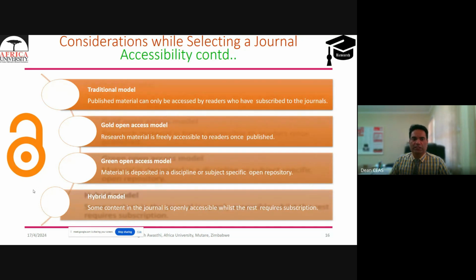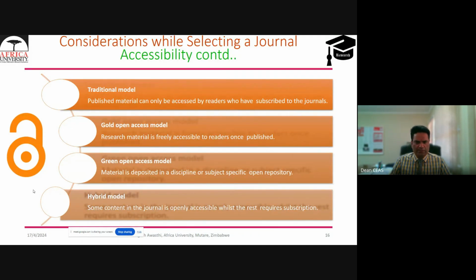So there are some journals which follow a traditional model. The published material can only be accessed by readers who have subscribed to the journal. For example, you published your work in this type of journal. So a normal user, everybody, cannot access your research work. Only those libraries or universities who have a subscription can access it. Then number 2 is the gold open access model. Research material is freely available to everyone. That is the open access journals. Then there is the green open access model, where material is deposited in a discipline or subject specific open repository. Then the last one is the hybrid.